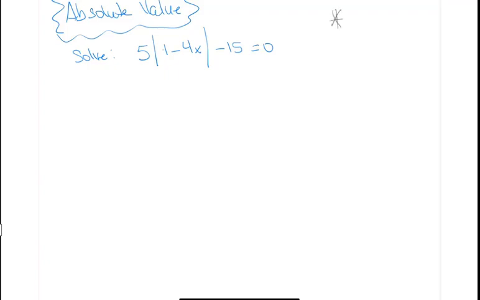So on these ones, our rule of thumb, you want to be able to isolate that absolute value before you take the absolute value. So we want to isolate the absolute value. In other words, we want to get everything on the other side of the equal sign except for just that absolute value part.